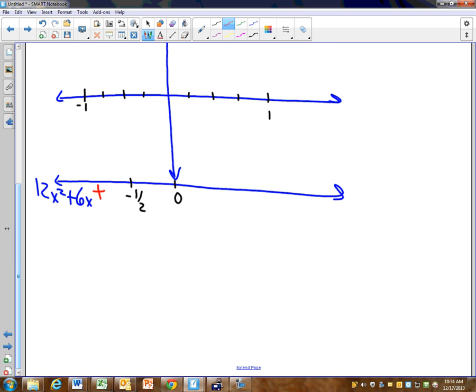Oh boy, we gotta be good with fractions. What's the number here to plug in? Negative 1/4 squared is 1/16. So you get 12/16 or 3/4. And then if you plug in a negative 1/4 times 6, negative 6/4 or negative 3/2, it's going to be negative. And then if you plug in a positive, you get a positive result.